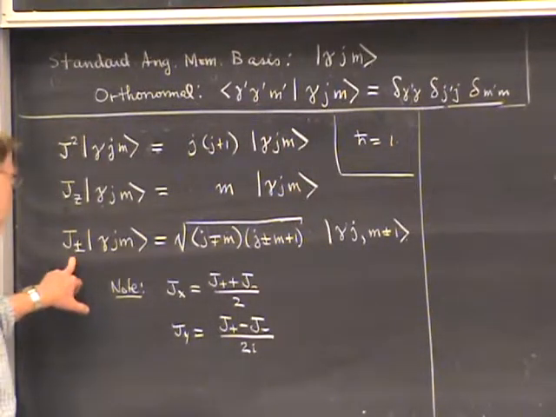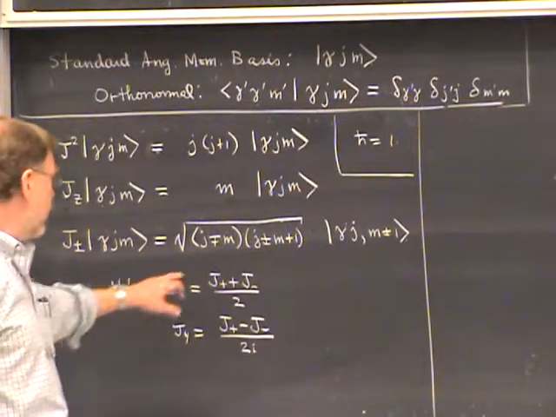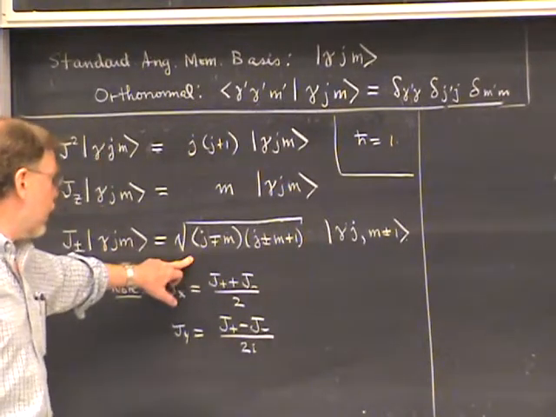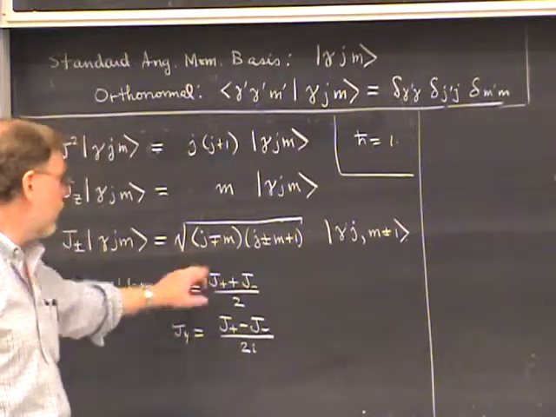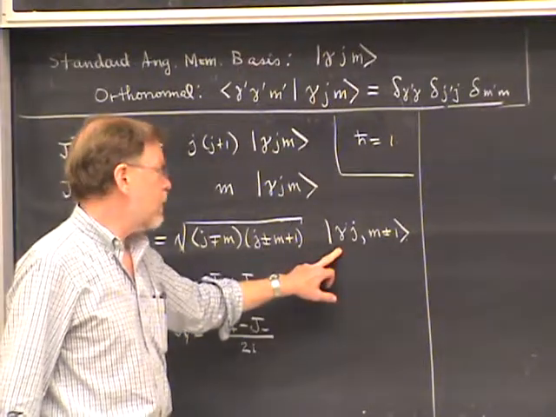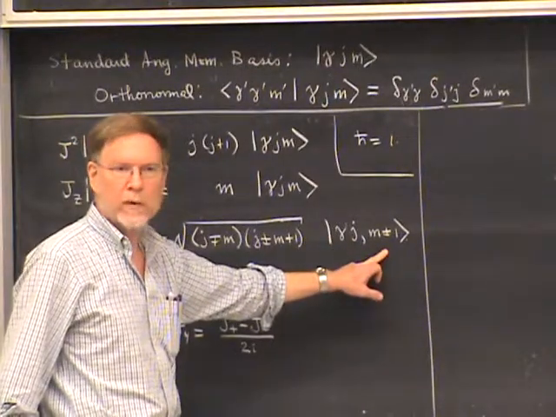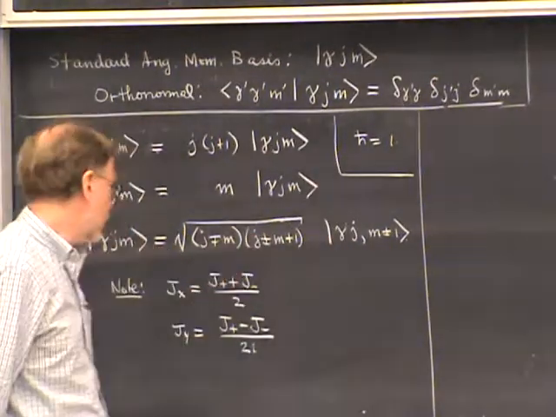Likewise, if you apply J plus and minus, what you get is the famous square root, which I assume you had to memorize in undergraduate school, so you've seen it before, multiplied times the basis vector in which the m value has been raised or lowered. These are the raising and lowering operators.